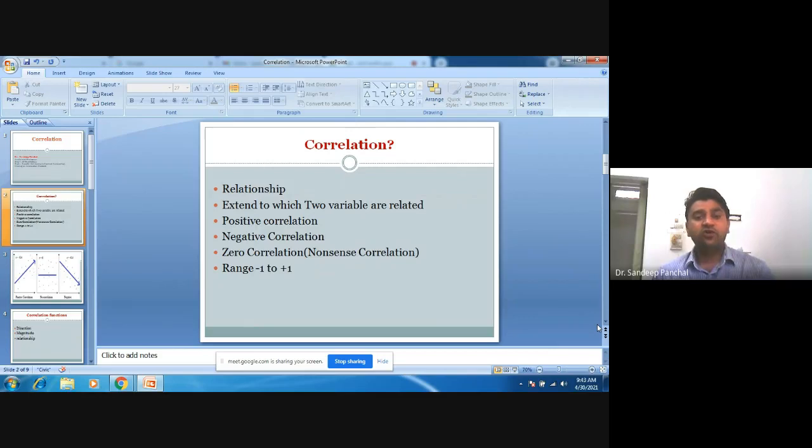What about zero correlation? Zero correlation means there is no relationship among them. There is no extent of relationship between the variables. Sometimes it is also known as nonsense correlation. There is no sense of relationship between the variables.